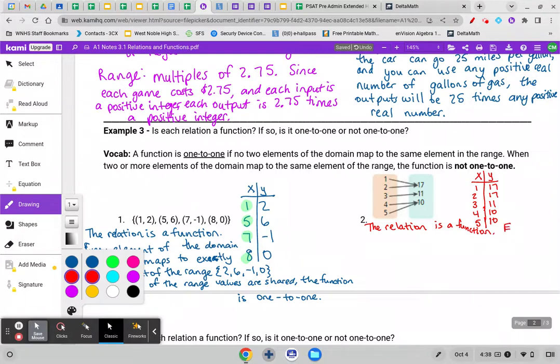You can say every x value goes to one y value. So the x value 2 doesn't both go to 17 and 10. That would make it not a function. Okay? This one is a little different than the last one, though. Because there are repeated y values, this is a not one-to-one function. So I'm going to write it out. Since more than one element in the domain maps to a single element in the range, the function is not one-to-one. So give me a second. I'm going to write that out.